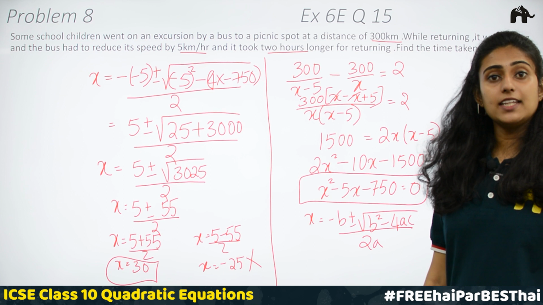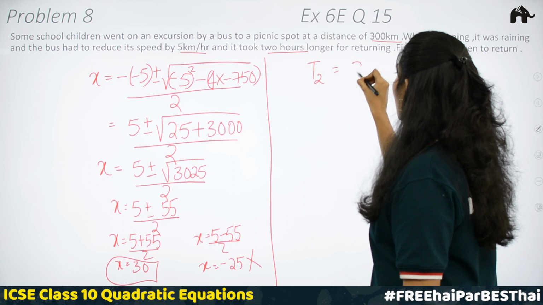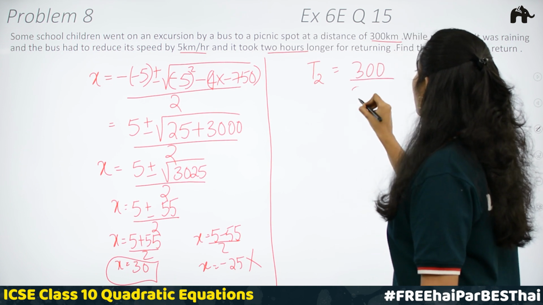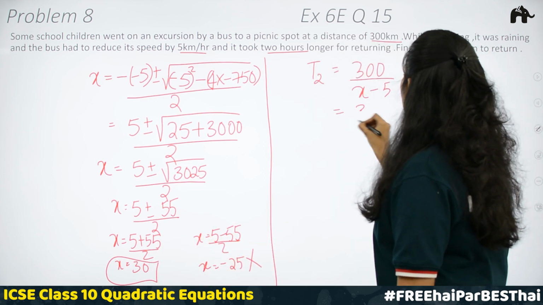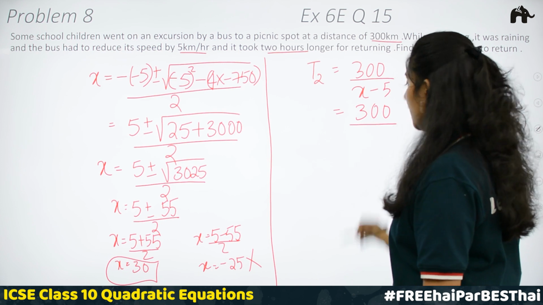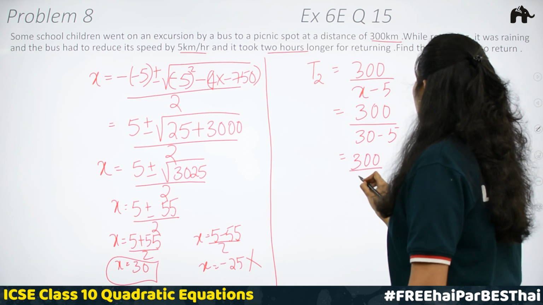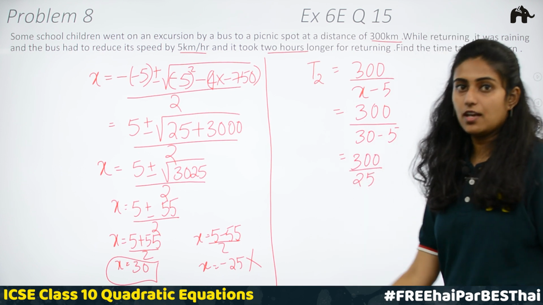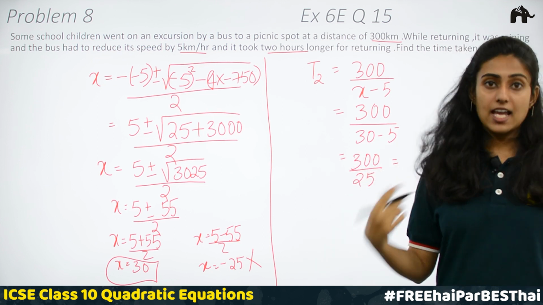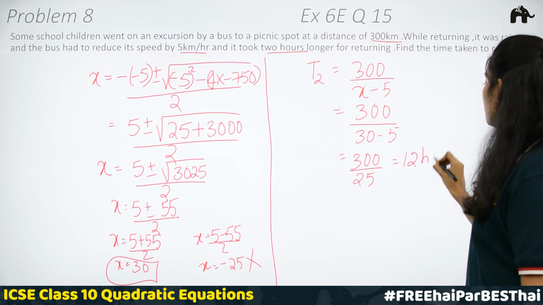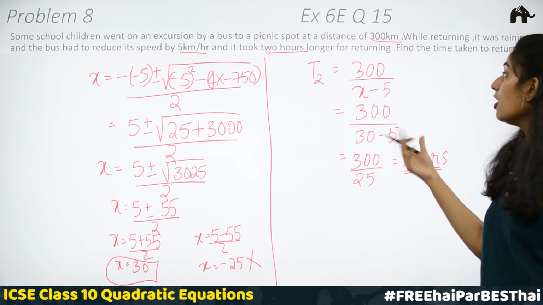Okay. We need to find the time. Time to return T2 is equal to 300 divided by x minus 5. Here we have x is equal to 30. That is equal to 300 divided by 30 minus 5, equal to 300 divided by 25. 25 into 12 is 300. The answer is 12 hours. Okay. Time T2 is equal to 12 hours. This is the time taken for returning.